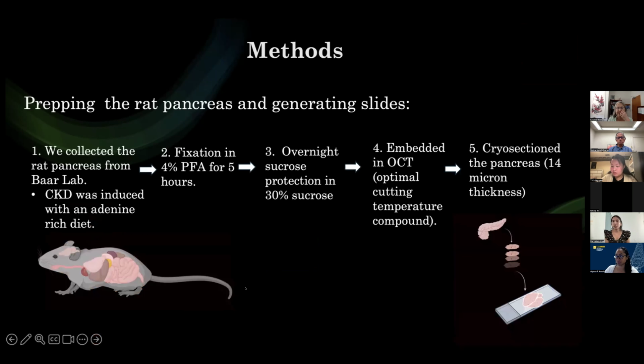The methods that we used to get the results were, first, we prepped the rat pancreas and generated these slides. To do so, we collected the rat pancreas from Bar Lab, and chronic kidney disease was induced with an adenine-rich diet. We fixed the pancreas in 4% PFA for 5 hours. They were protected in sucrose overnight, and then they were embedded in OCT, followed by cryosectioning the pancreas at a thickness of 14 microns.